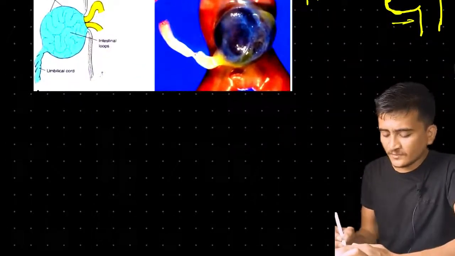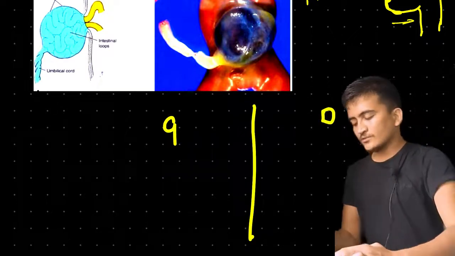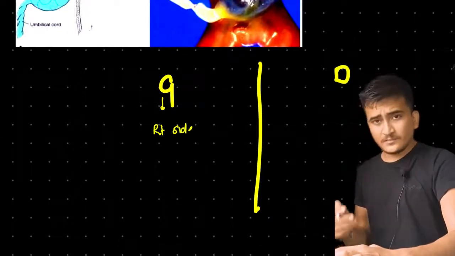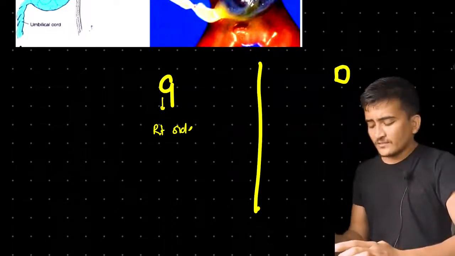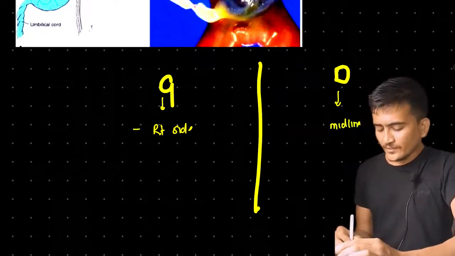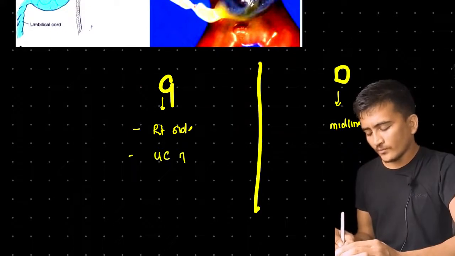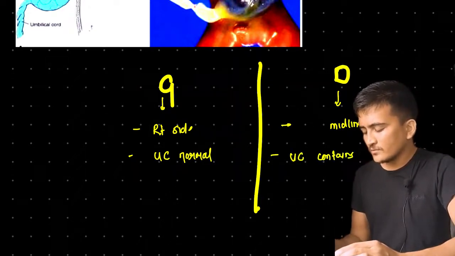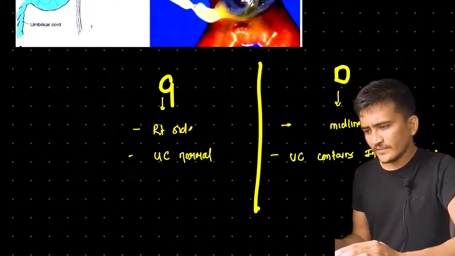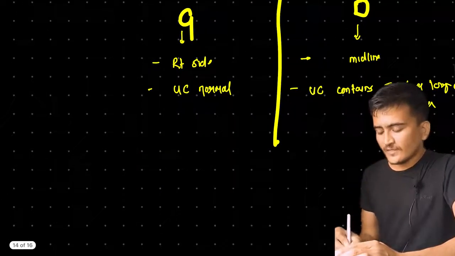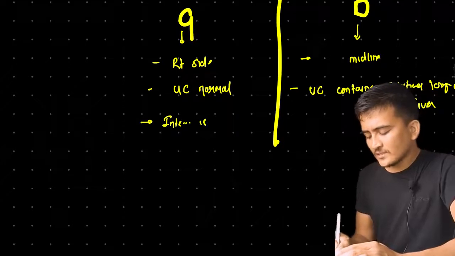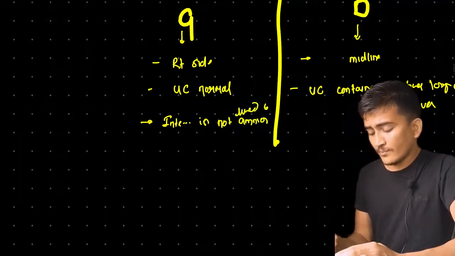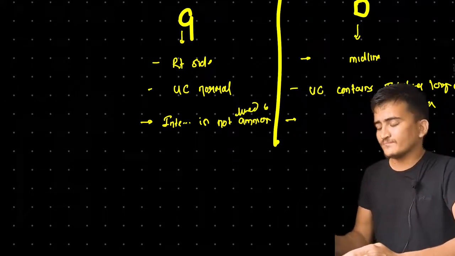Talking about the difference between gastroschisis and omphalocele: gastroschisis was happening on the right side, because of a weak point on the right side. Omphalocele occurs in the midline. In gastroschisis, we said the umbilical cord is normal. In the case of omphalocele, the umbilical cord contains intestinal loops, and also liver in severe conditions. In gastroschisis the intestine is not lined by amnion, and in the case of omphalocele, it is lined by amnion.